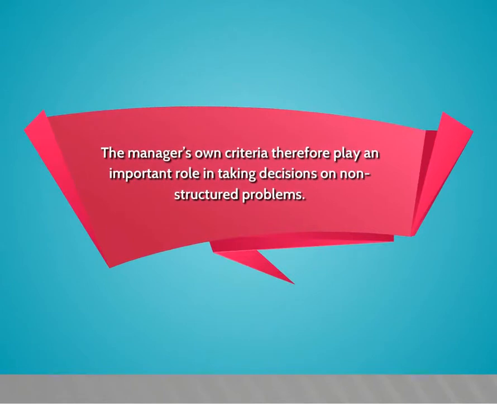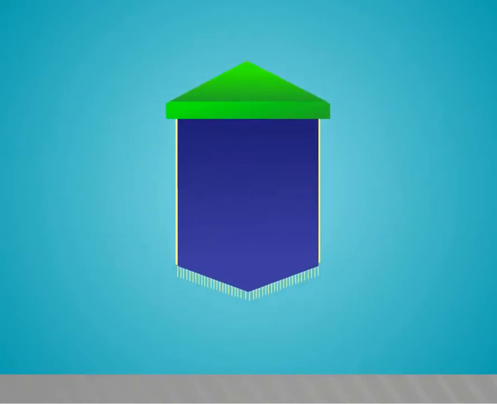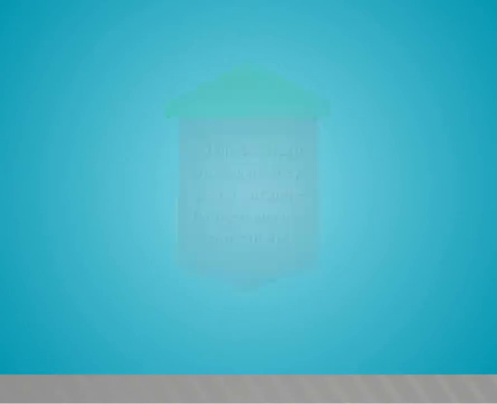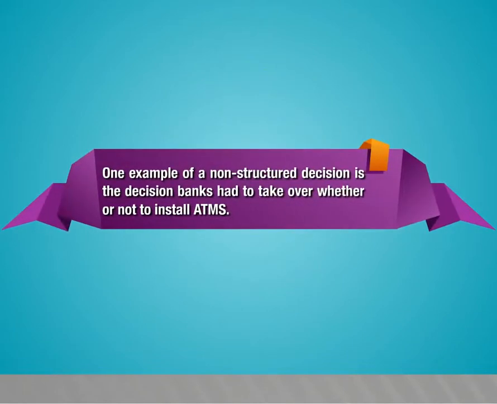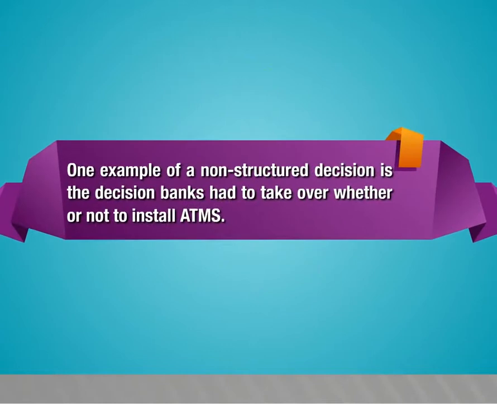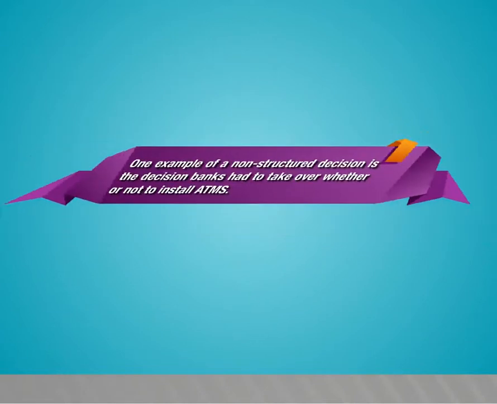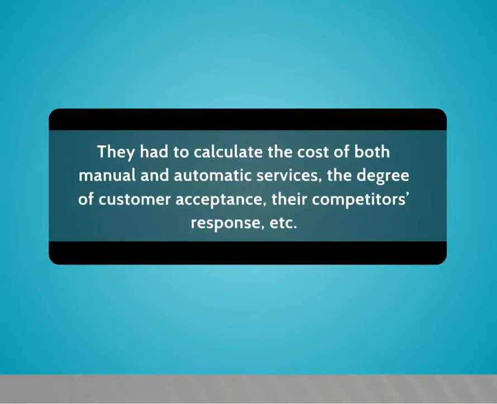The manager's own criteria therefore play an important role in taking decisions on non-structured problems. While DSS help managers, they are no substitute for the manager's own criteria. One example of a non-structured decision is the decision banks had to take over whether or not to install ATMs. They had to calculate the cost of both manual and automatic services, the degree of customer acceptance, their competitors' response, etc.